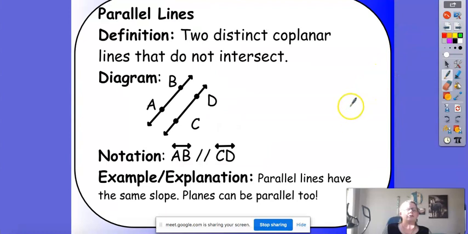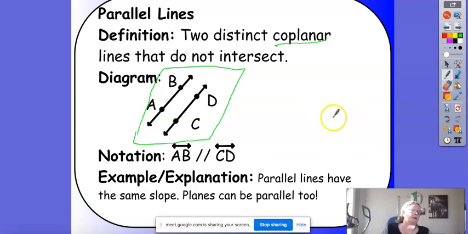Okay, parallel lines. You should have seen this in algebra. Two distinct lines. Notice they need to be on the same plane, living on the same plane, and they do not intersect. So line AB is parallel to CD. Now notice I didn't draw the plane in for this one, so let's draw the plane in. Kind of a slanted rectangle. Okay, parallel lines, if you remember from algebra, have the same slope, and planes could be parallel too. If I had two pieces of paper, one here and then one down here, I could say the two planes were parallel. But parallel means they never intersect.